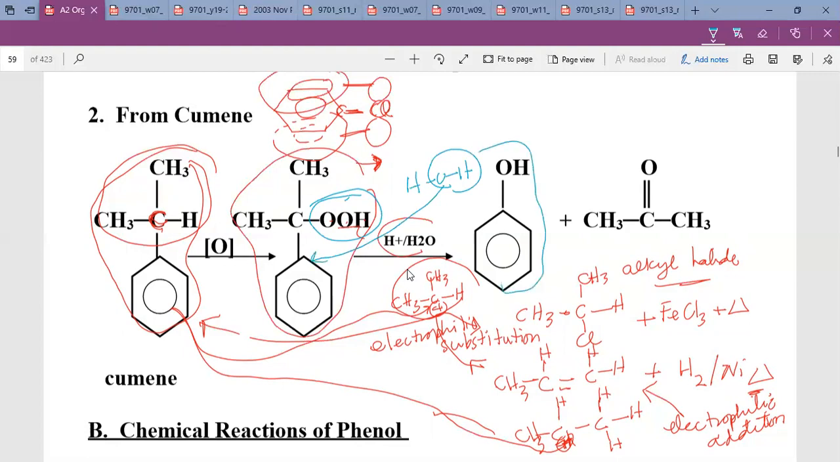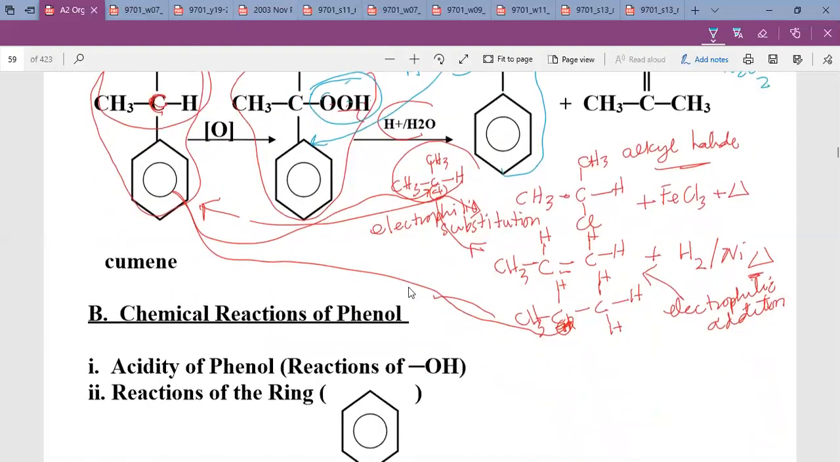Either the oxygen from here will form the double bond here, and of course the OH here plus here gives you your hydrogen peroxide, H2O2. Now this chemical process is very common in industry because it can form two products. It can form your phenol and can form your acetone, which is your propanone. So that's as much as we go.